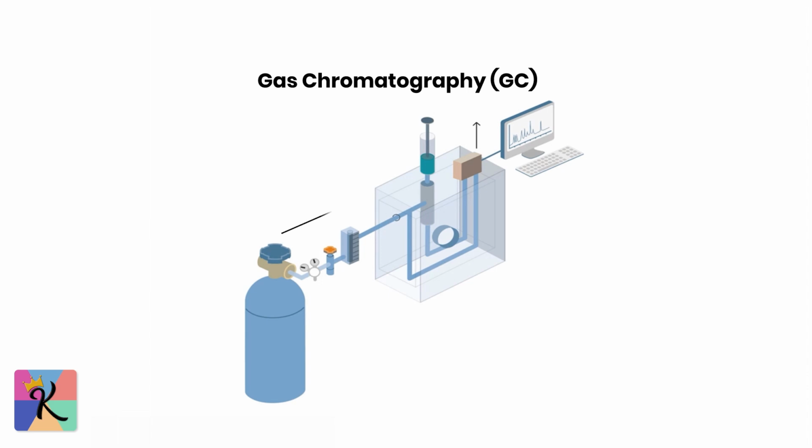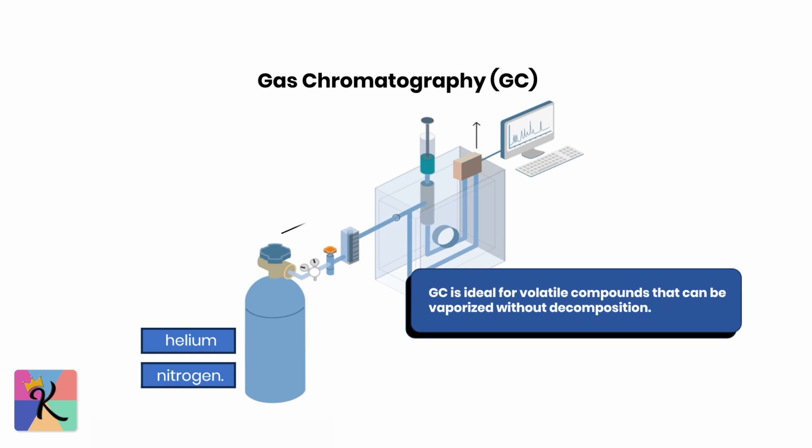Gas chromatography is unique because it uses a gaseous mobile phase, usually helium or nitrogen. The sample is vaporized and travels through a coiled column filled with a solid or liquid stationary phase. Compounds are separated based on their boiling points and affinity to the stationary phase, and are detected as they exit the column.